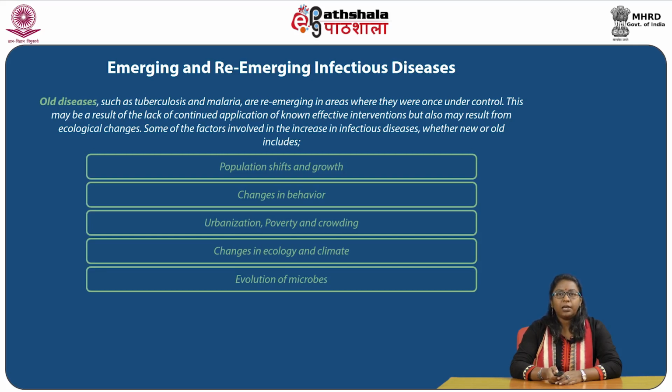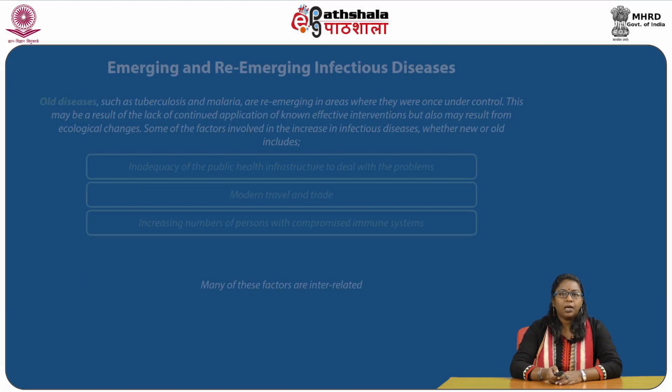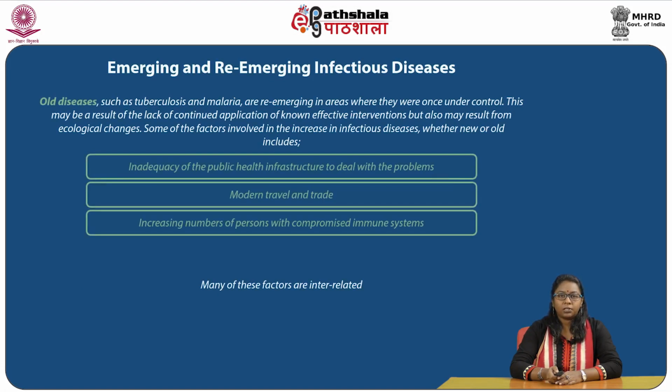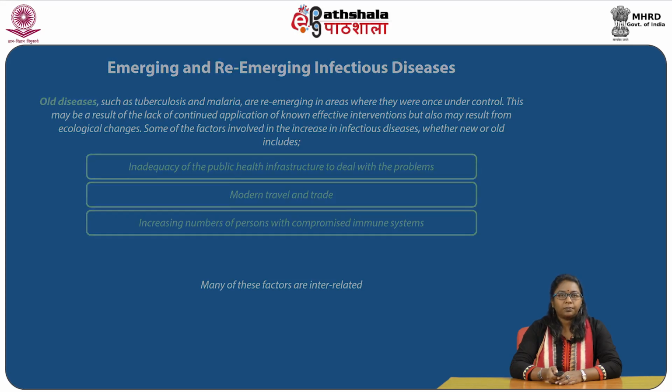Changes in behavior, for example injection drug use and sexual practices, urbanization, poverty and overcrowding, changes in ecology and climate, evolution of microbes, inadequacy of the public health infrastructure to deal with the problems, modern travel and trade, and the increasing number of persons with compromised immune systems, whether as a result of HIV, AIDS, chemotherapy for cancer, or immunosuppressive therapy for organ transplants. Many of these factors are interrelated.